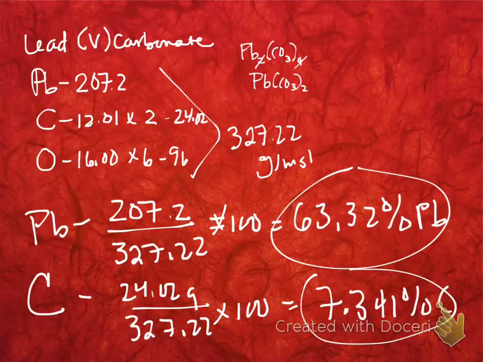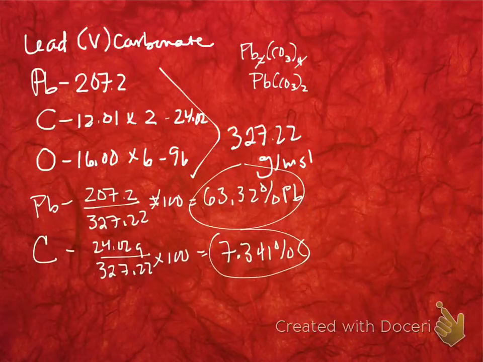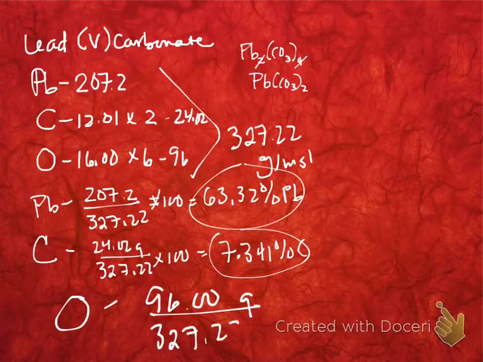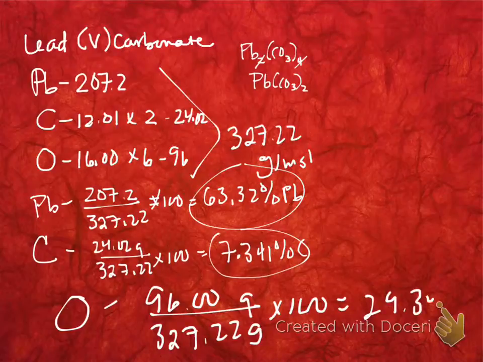And then oxygen is our last one. Shrink those. And oxygen, we've got 96 grams of oxygen for every 327.22 grams of the compound. Multiply by 100, we get 29.34% oxygen. Okay?